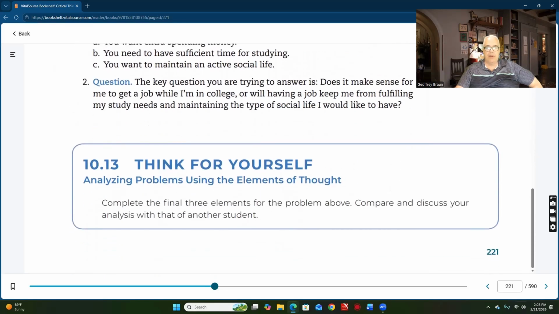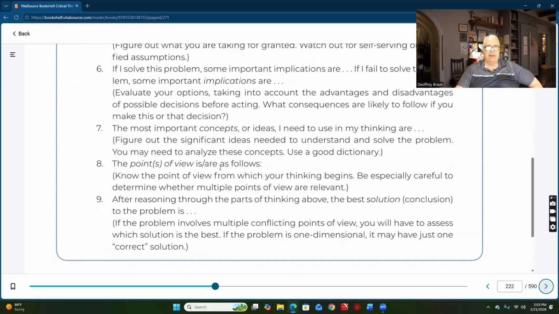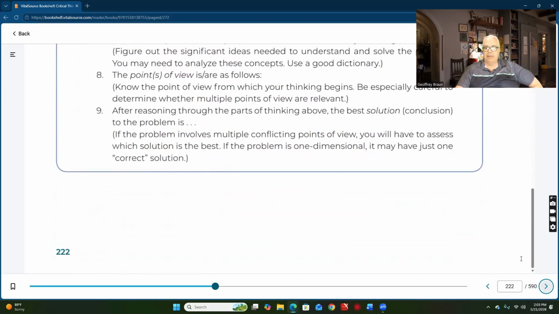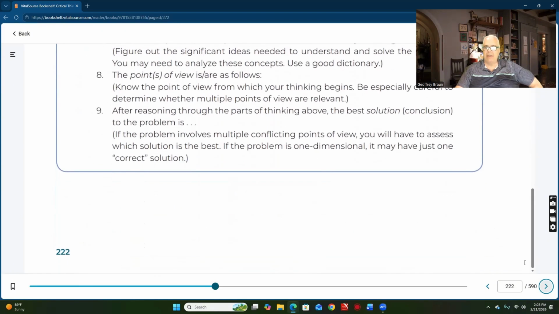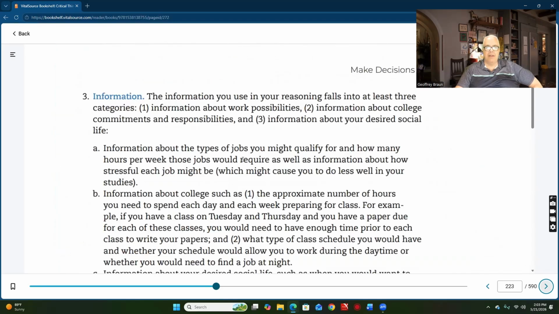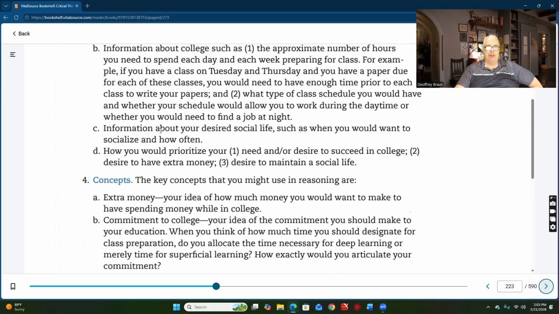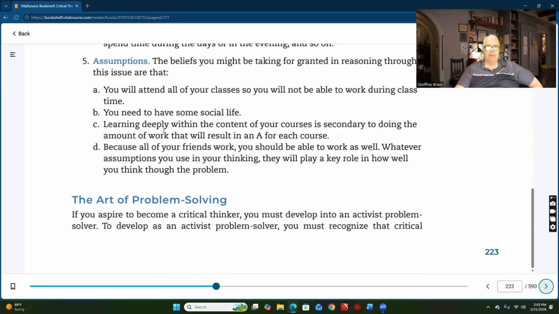Right? Purpose question. This goes into all that stuff in more detail. Right. These exercises are great. I mean, there's a lot here. As I said, there's actually more here than we can use or have time for, right? Information, concept, assumption. And those are all terms we've gone over before.